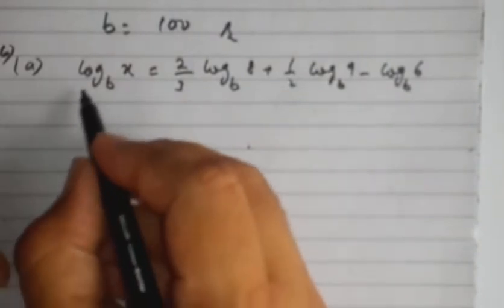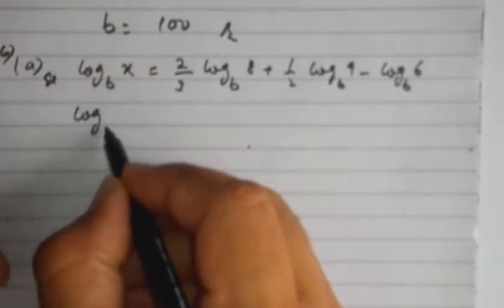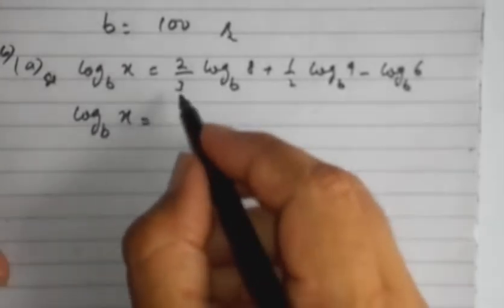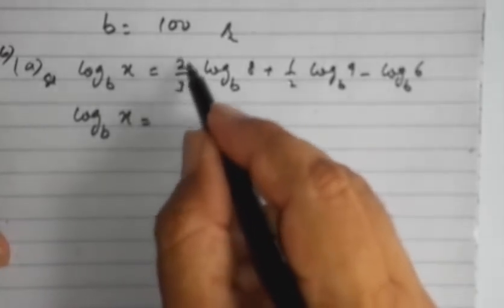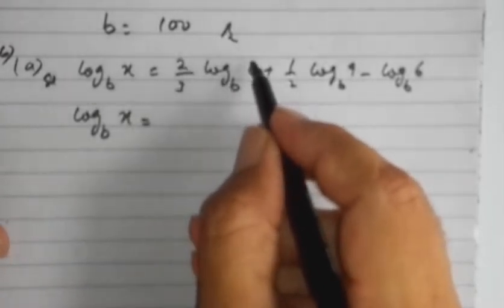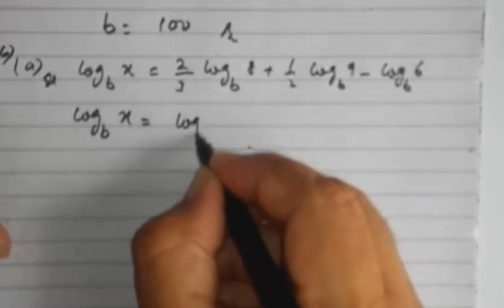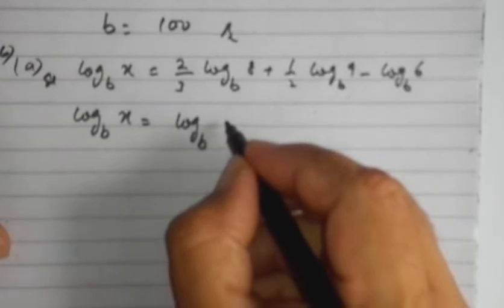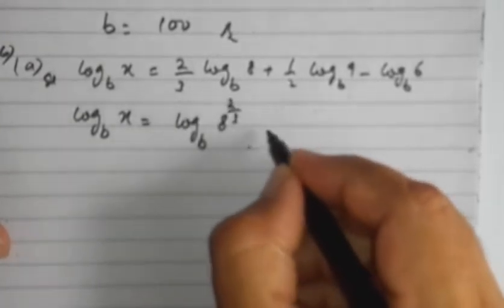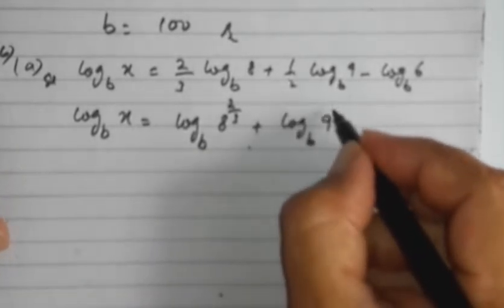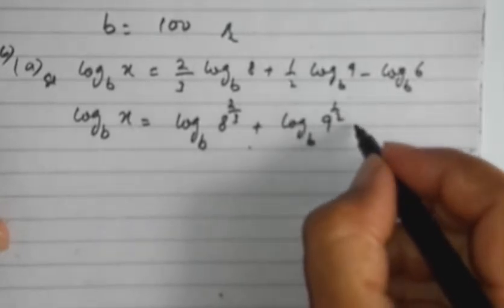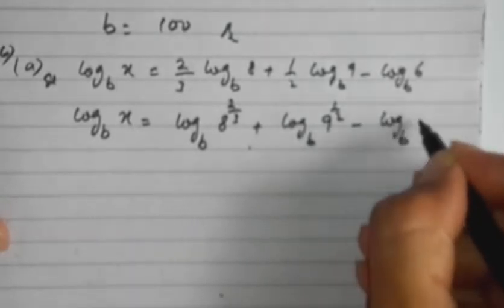Question number 6, part A. Solve the following equation for the unknown x. So solution, we can write log to the base b of x equals, it is the property of log that this 2 by 3 will come here in the exponent of 8. So we can write log to the base b of 8 raised to the power 2 by 3. Similarly, this 1 by 2 comes here, log to the base b of 9 power minus 1 by 2, and minus log to the base b of 6.